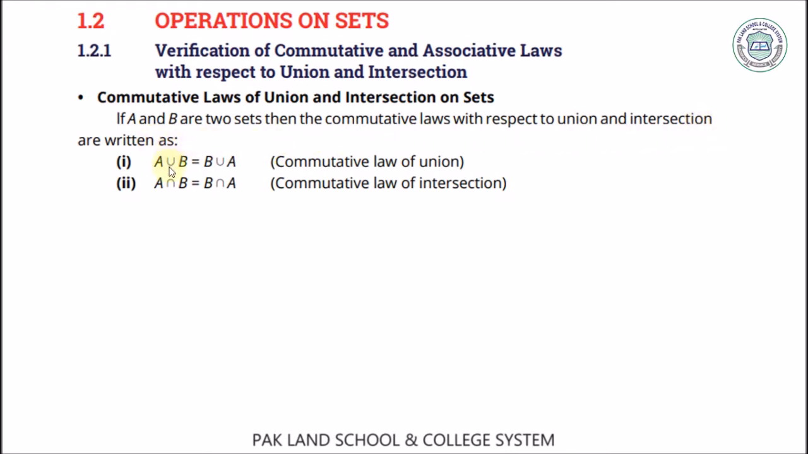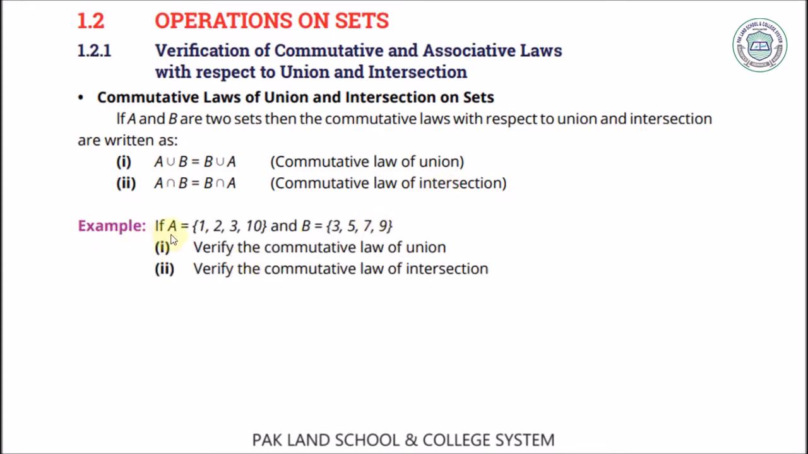are written as A union B equal to B union A. It is the commutative law of union. A intersection B equal to B intersection A. It is the commutative law of intersection.